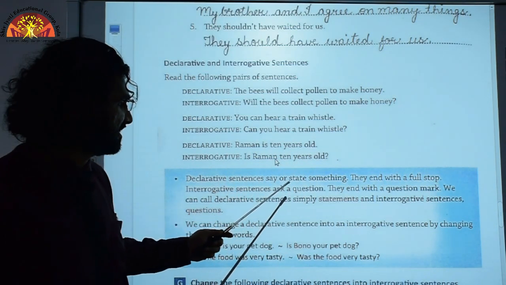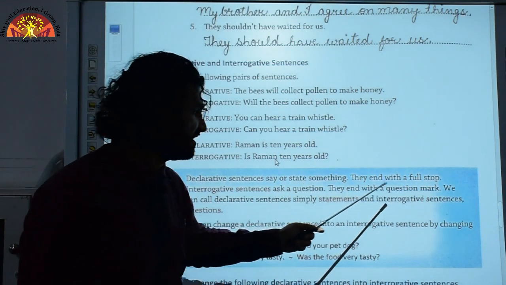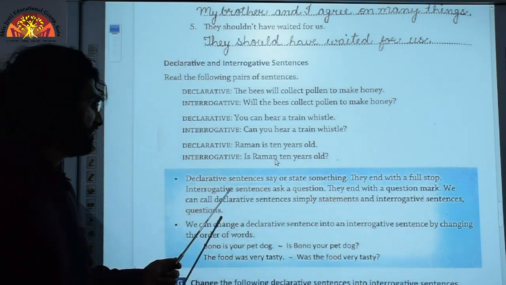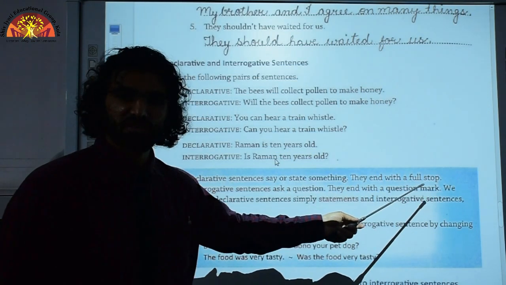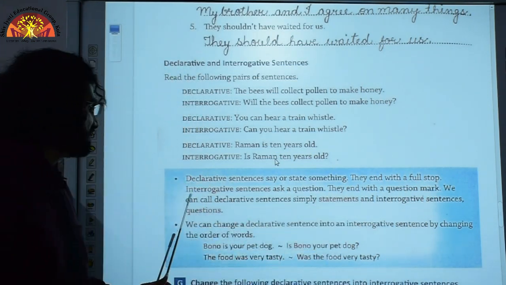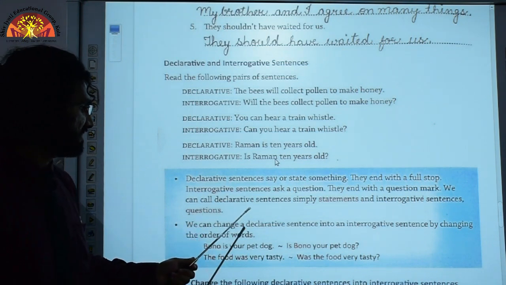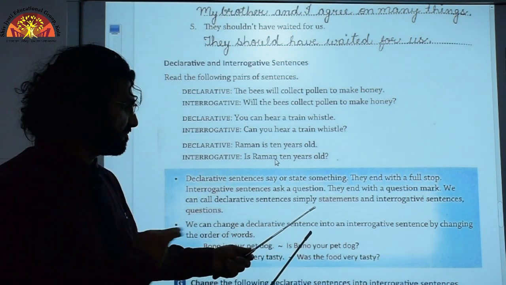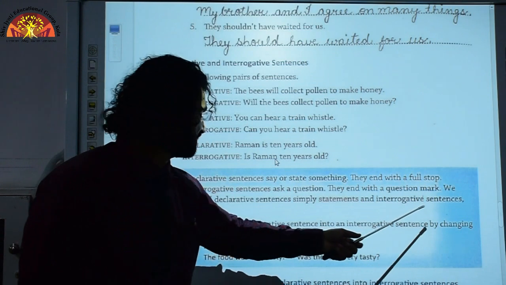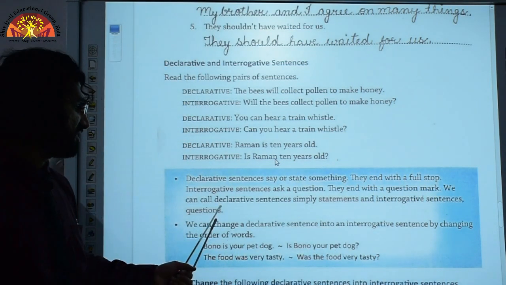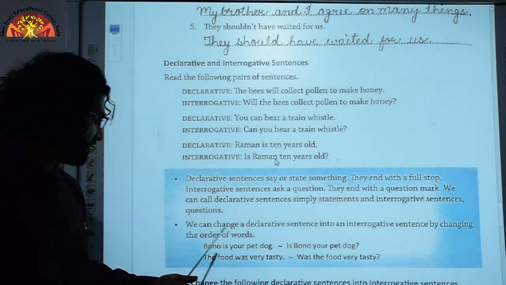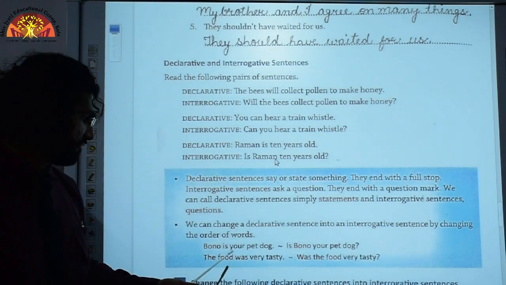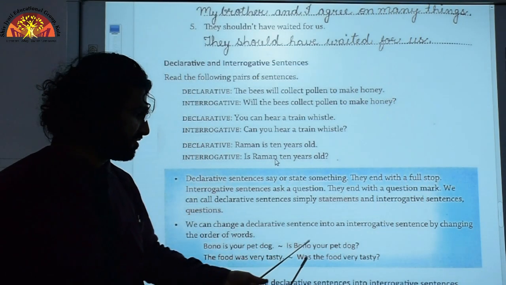Declarative sentences say or state something. They end with a full stop. Interrogative sentences ask a question. They end with a question mark. Understood? We can call declarative sentences simply statements, and interrogative sentences questions. We can change a declarative sentence into an interrogative sentence by changing the order of words. Bono is your pet dog. Is Bono your pet dog?